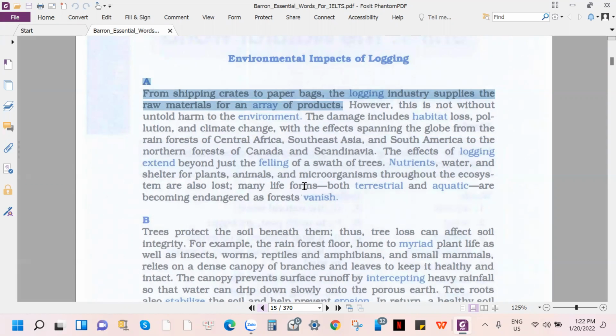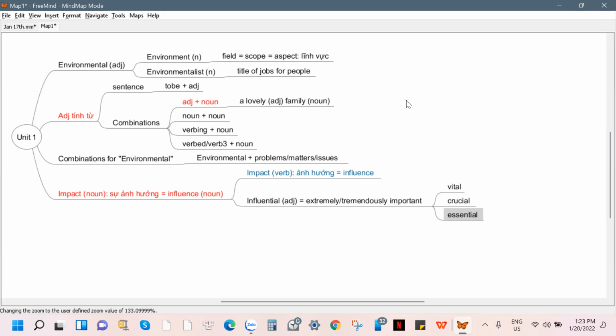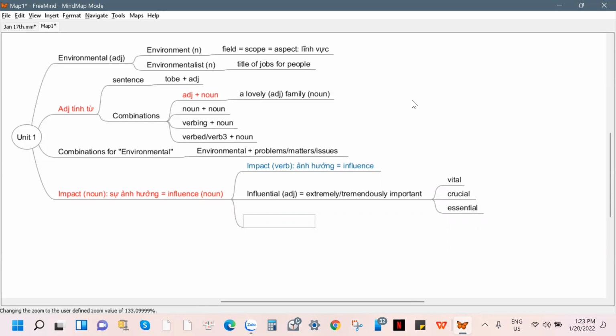I have a question about the impact: can you use it for both the positive and negative? I understand. You want to ask me to show you the positive and the negative ways to use the word impact, right? I mean, can you describe both positive and negative issues, or just positive?